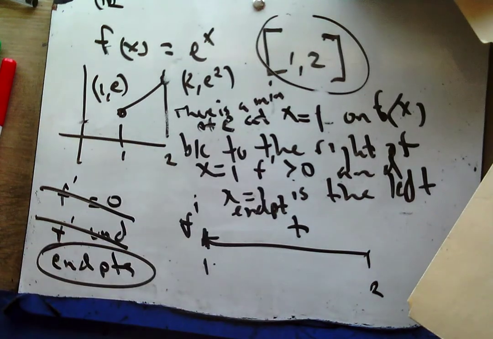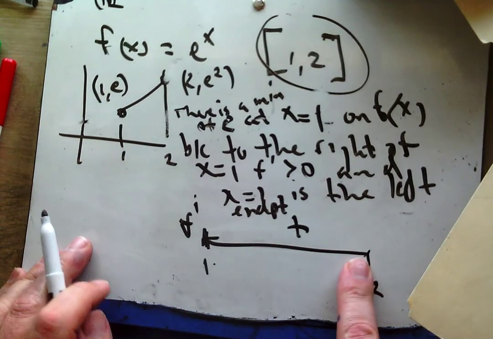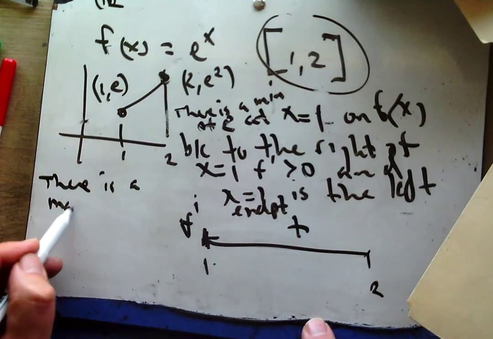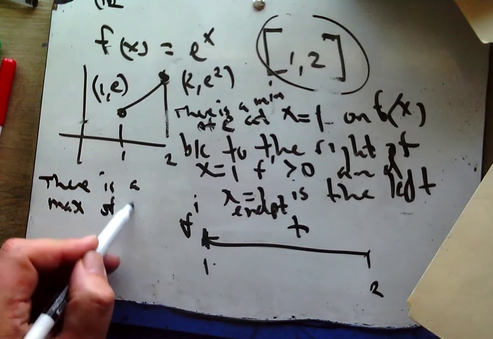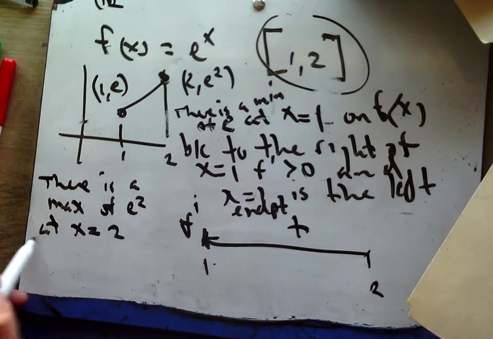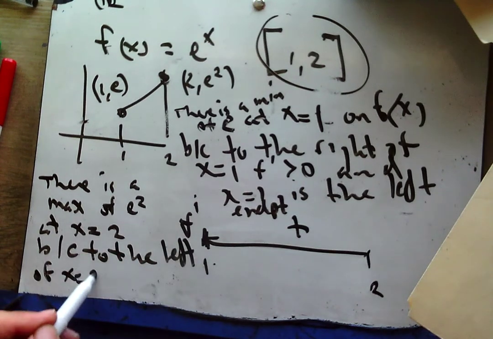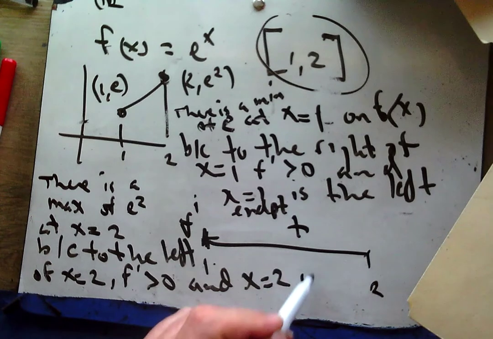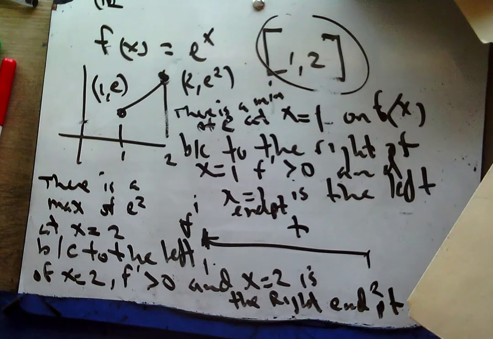at x equals 1. And this f function is increasing until we get to 2, which means there is a max of, well, let's plug that 2 into that function. There's a max of e squared at x equals 2 because to the left of x equals 2, f prime is greater than 0, and x equals 2 is the right endpoint. Okay, make sure you can justify endpoint mins and maxes as well.